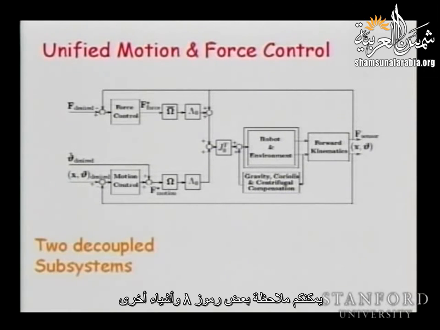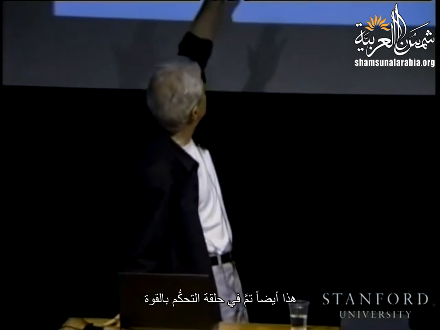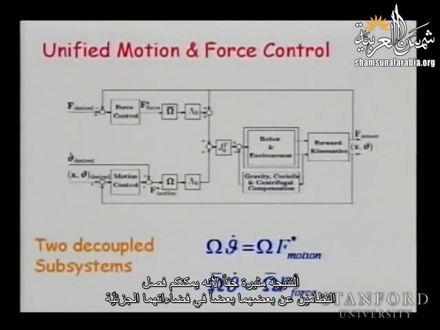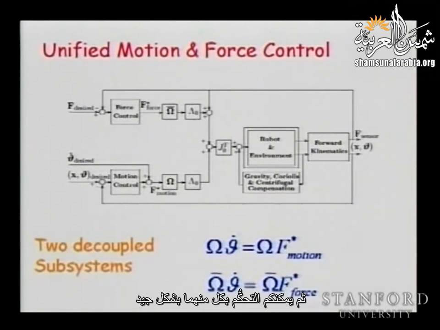So you can see some lambdas and some other things. The lambda is essentially the mass properties. It is your mass matrix, Mx. And this is the mass properties that you are using to scale your controller, to decouple the system. And this is done also in the force control loop. The result is very interesting because you can decouple the two systems in their own subspaces. And then you can control them properly.